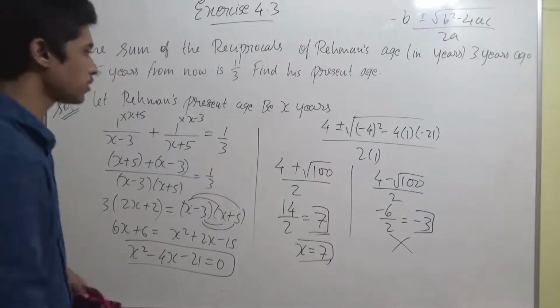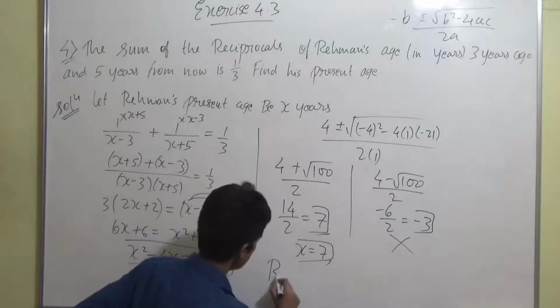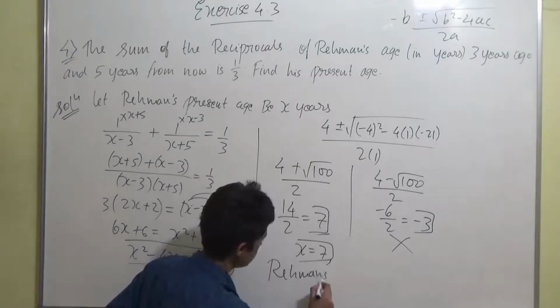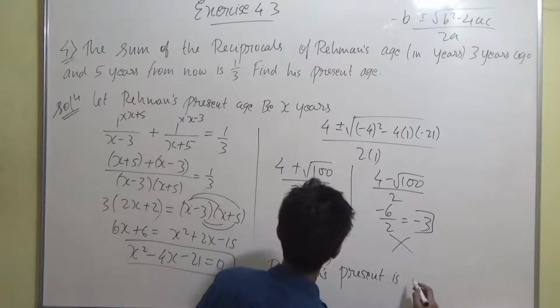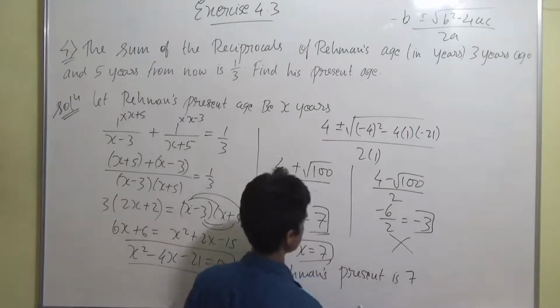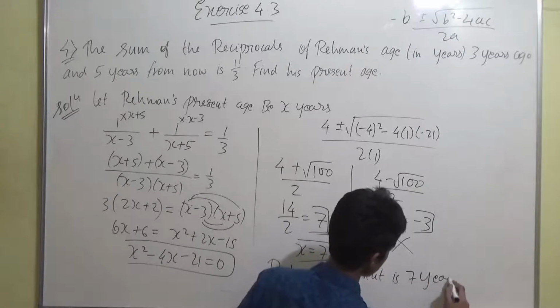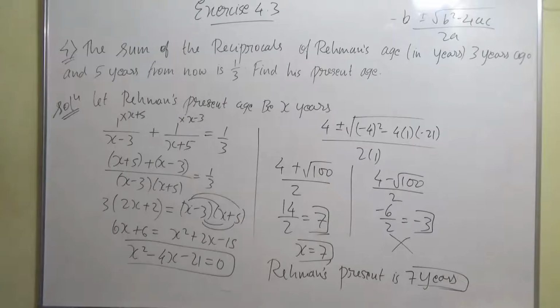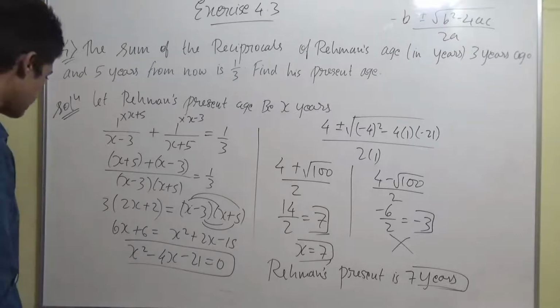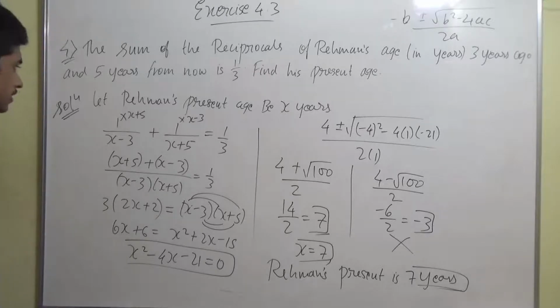Getting it, guys? So conclusion we'll write here. Rahman's present age is not 5, sorry, 7 years. Did I say 5? Okay, it is 7 years. That's it, guys. Done. Okay, now I'll move aside. You can take the screenshot. After this, let's go to the fifth main question.